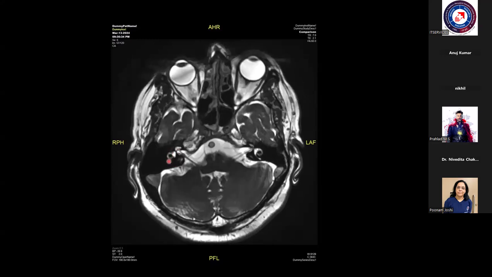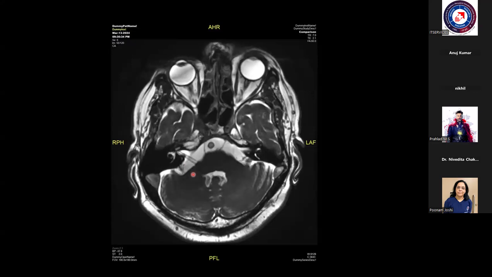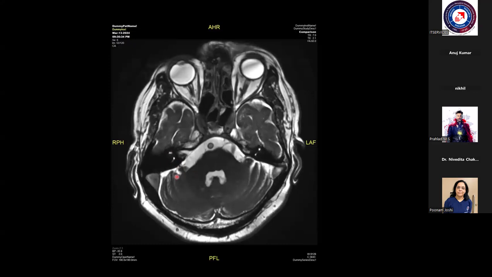This is the vestibule. This is the cochlea. You can see this is very well seen. So in cochlear malformations, MRI is a must. And you can see this vestibule as well, because they are fluid filled with endolymph.